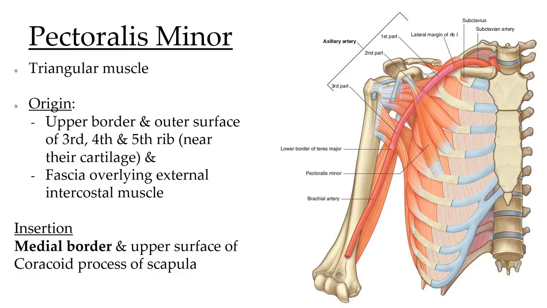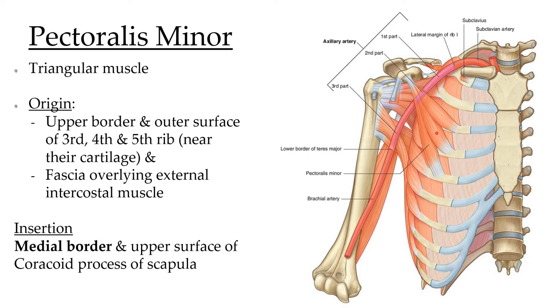Deeper to pectoralis major muscle, we have a muscle called pectoralis minor. The illustration on the right side shows pectoralis minor muscle. The fibers of this muscle take origin in the form of three slips. The slip arises from the third, fourth, and fifth rib, exactly from the external surface and superior border of the third, fourth, and fifth rib. Few of the fibers also arise from the intervening fascia present over the external intercostal muscle present in between these three ribs.